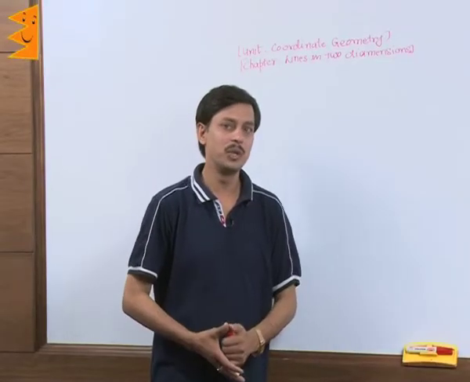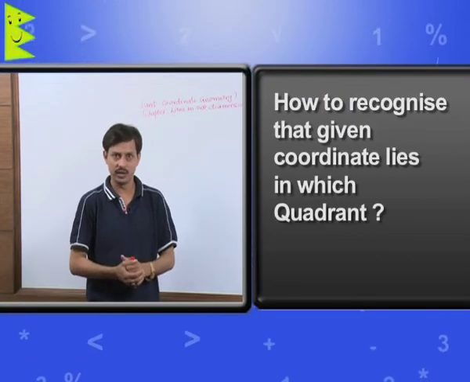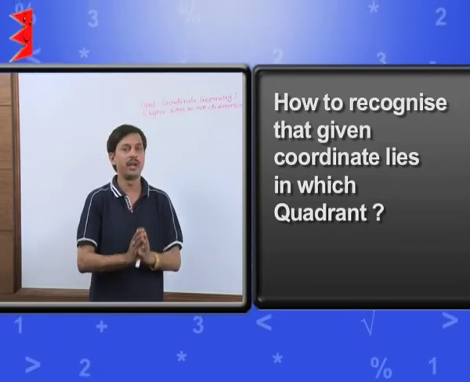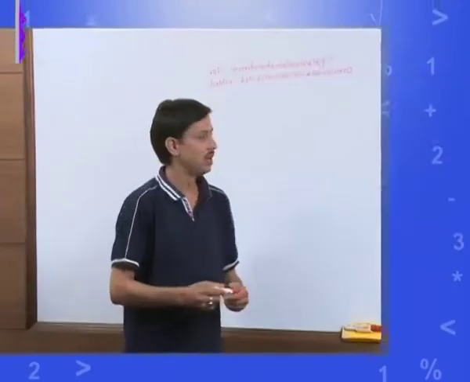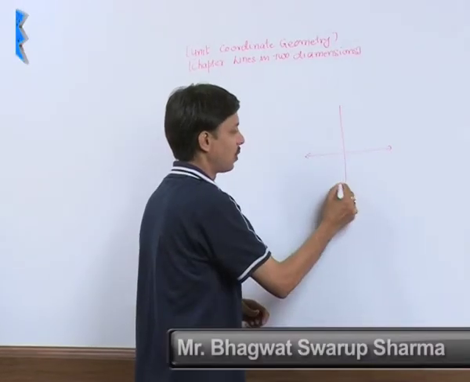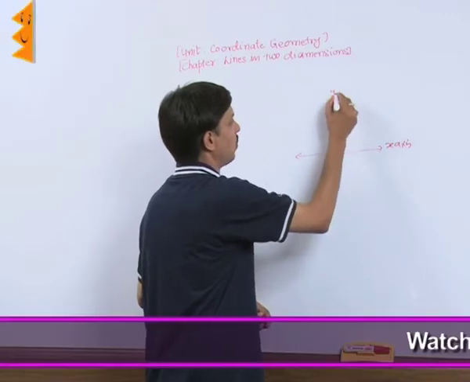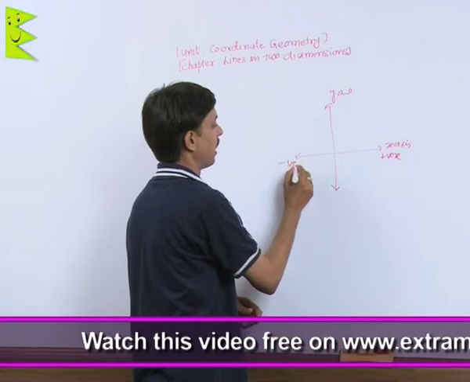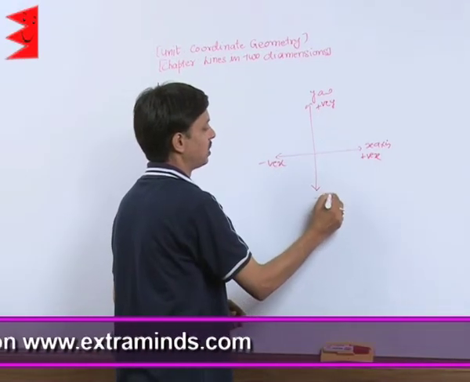Now I will discuss how to recognize which quadrant a given coordinate lies in. As I have shared, if a plane is separated into 4 identical parts, each one is known as a quadrant. This is the x-axis, the horizontal one. This is the y-axis, the vertical one. This part is positive x, this part is negative x, this part is positive y, and this part is negative y.